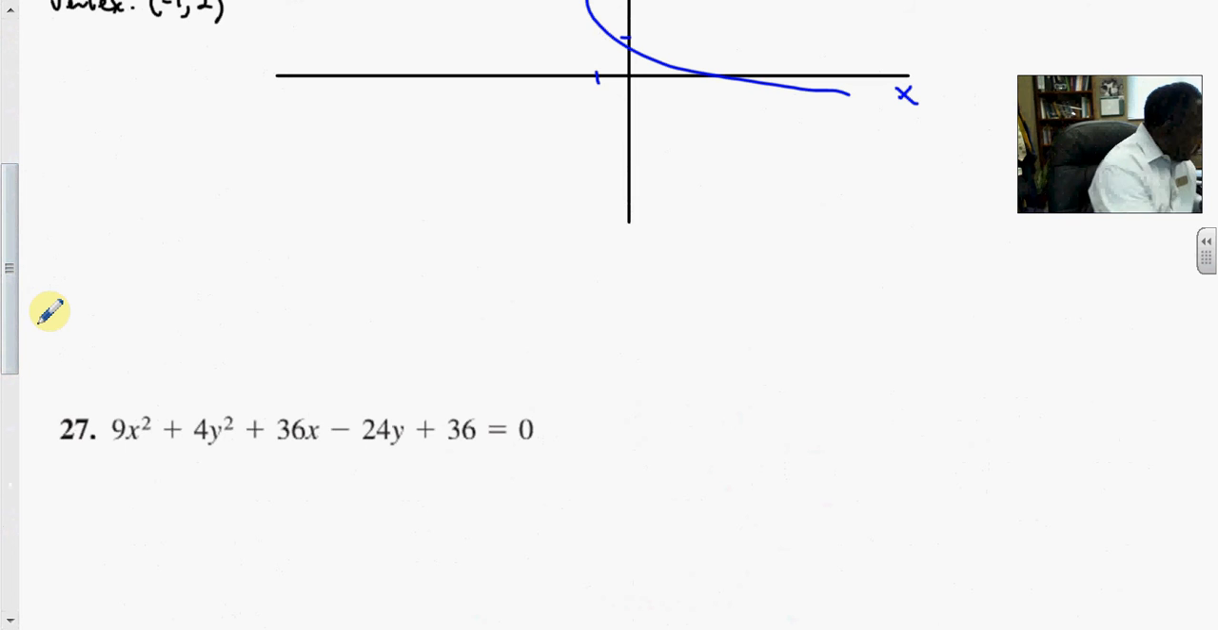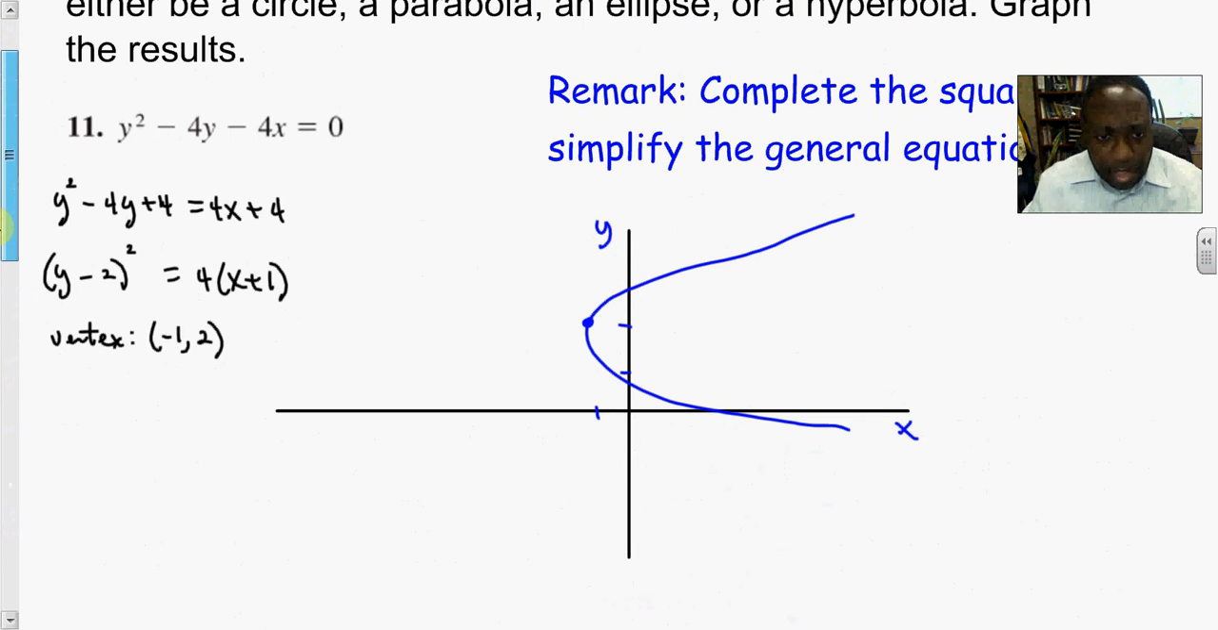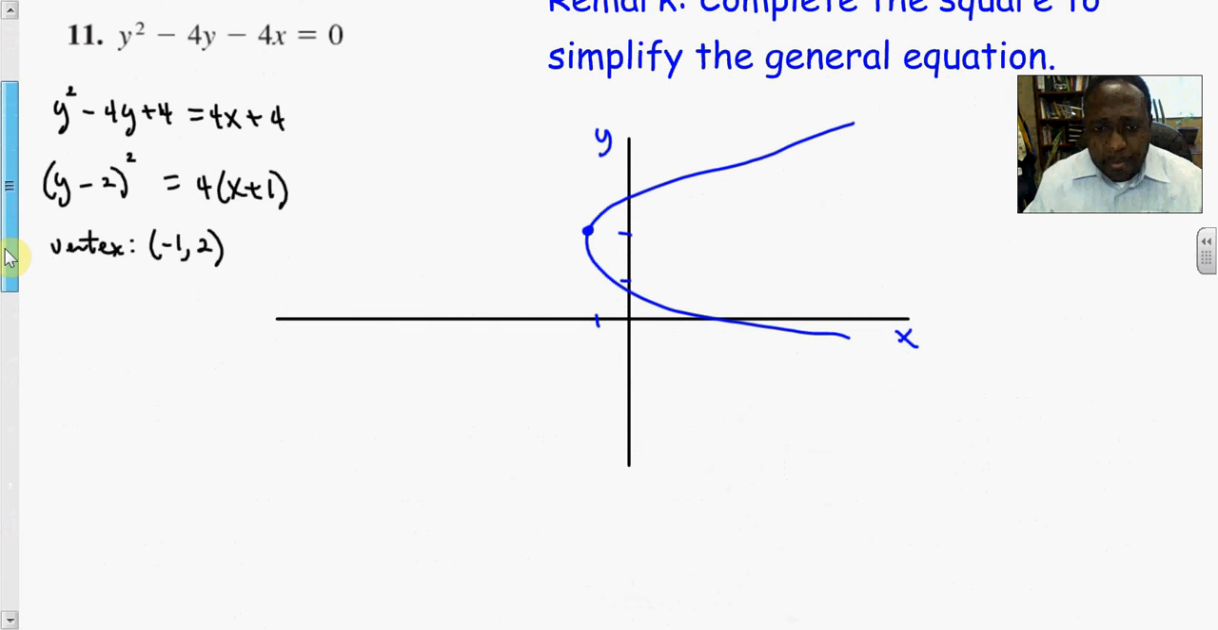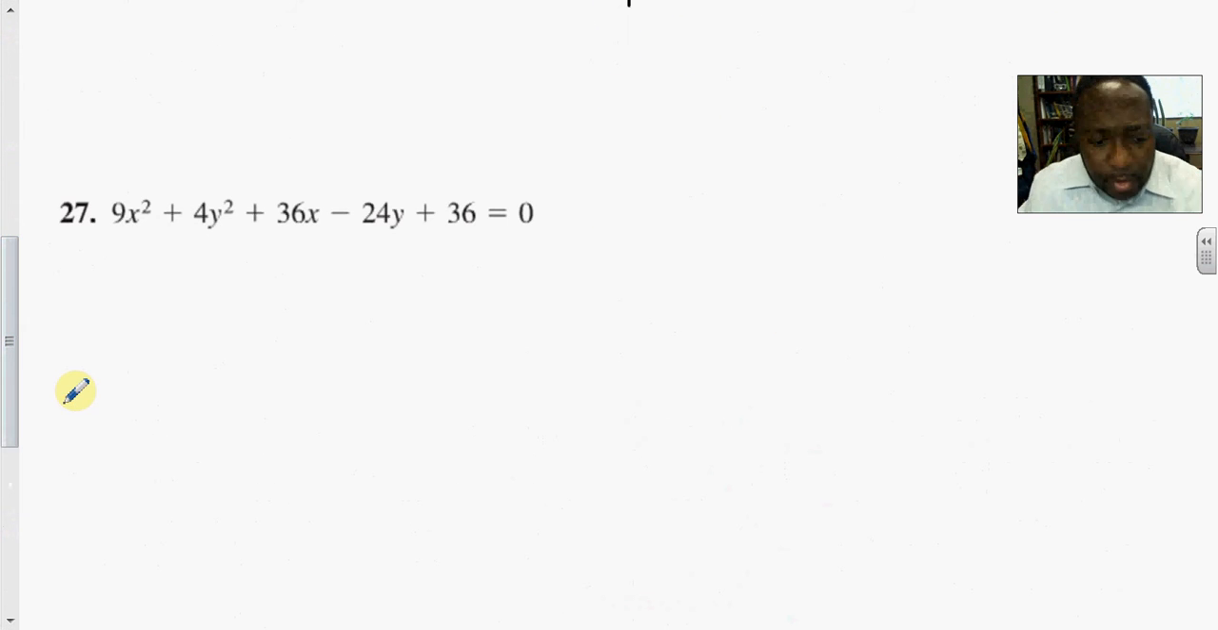There was another problem. I guess that's it. There was another problem that was similar to that one that I thought I wanted to work. That problem there was very lame. Anyway, let's look at this one. So I'm going to get the like terms together to set up the completion of the square method.